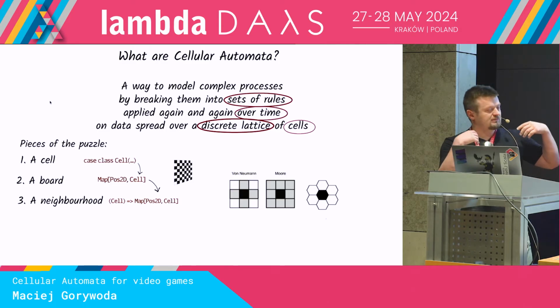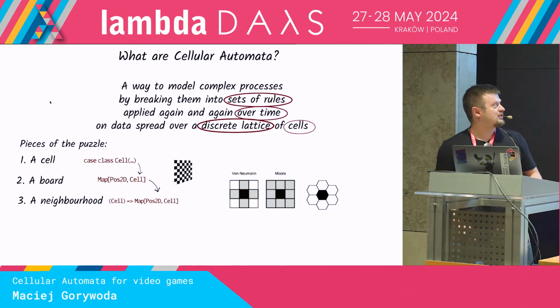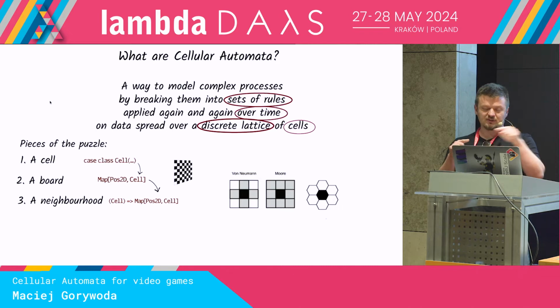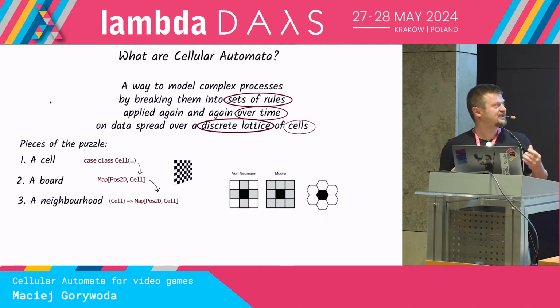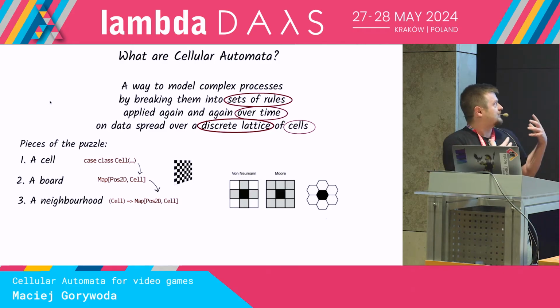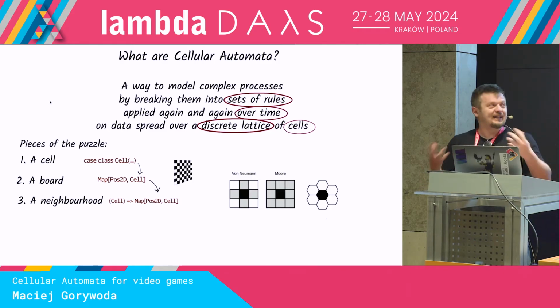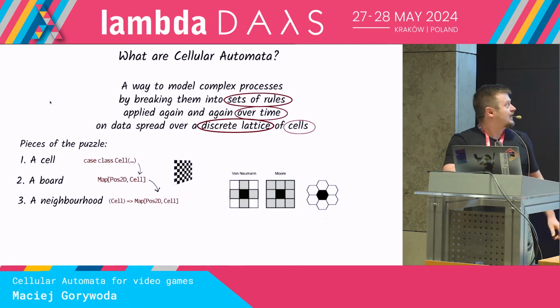The traditional forms of neighborhood are von Neumann's, that is north, south, east, and west, and the Moore, that is all the 8 cells next to our cell. But again, as with the board, the neighborhood can be anything. It can be hexagon, it can be whatever you want.